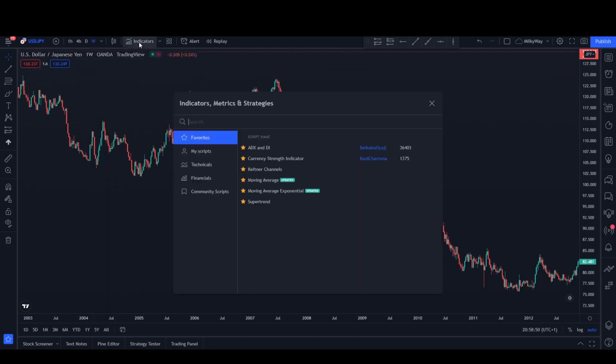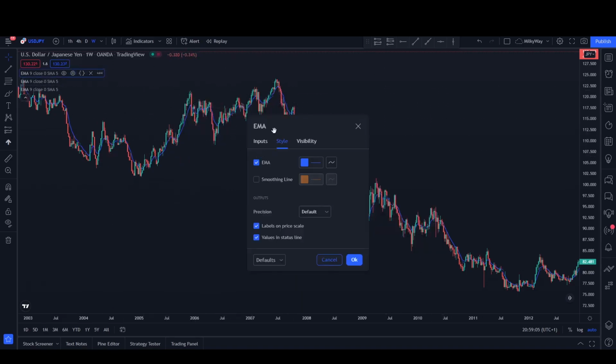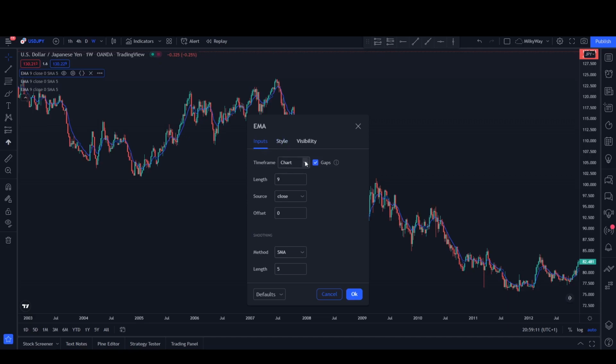So we'll just go ahead and add the indicators. We've got three exponential moving averages. So I'm just going to click three times and then change the settings. So the first EMA, which is the 9 EMA, we can leave it in blue and leave the same settings. We're just going to change the method to EMA.